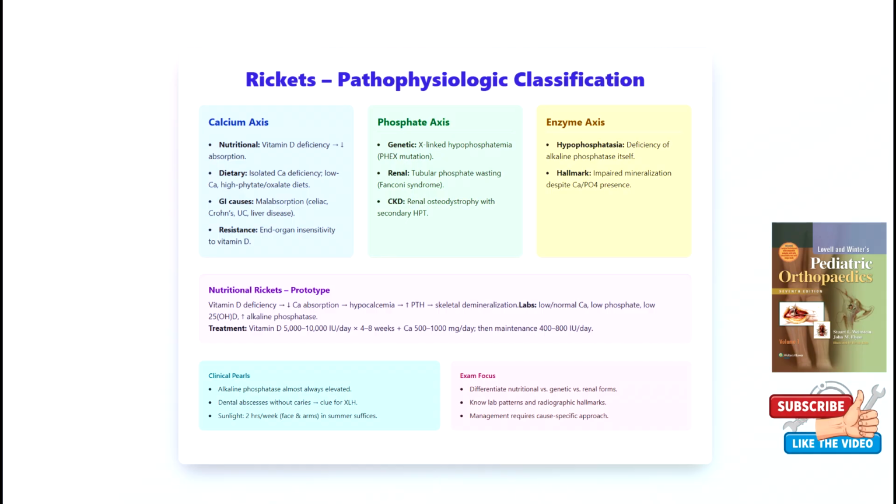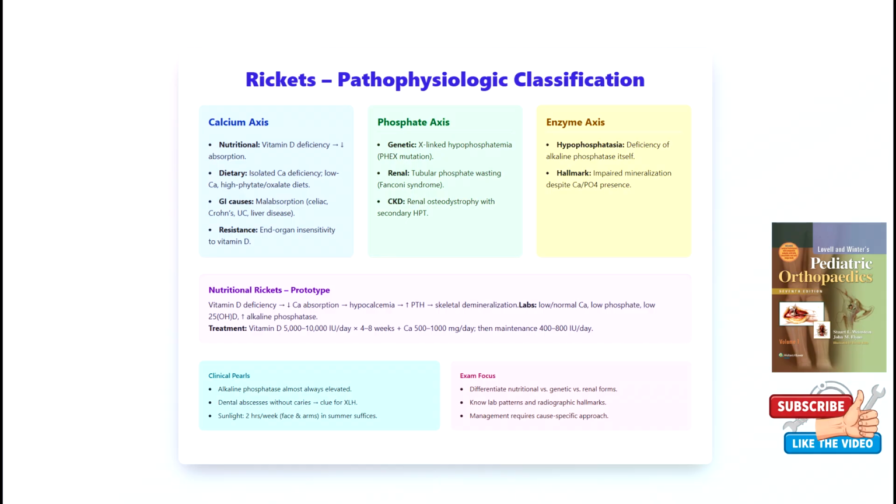Historically, vitamin D was used in very high doses with toxic side effects, but with calcitriol and phosphate supplementation together, outcomes are much better. Still, angular deformities such as genu valgum or genu varum often require surgical correction with osteotomies.